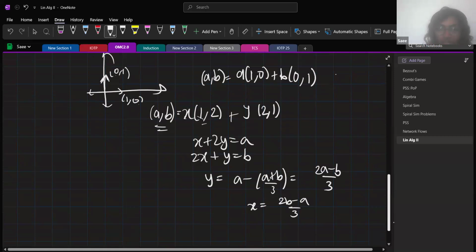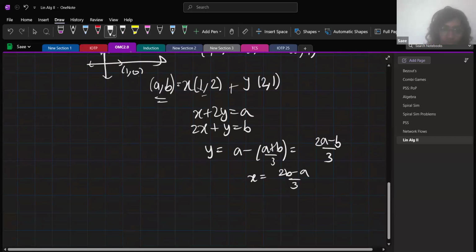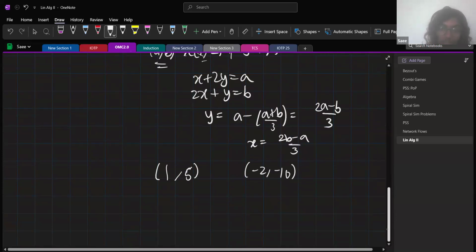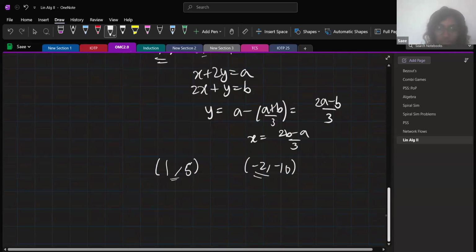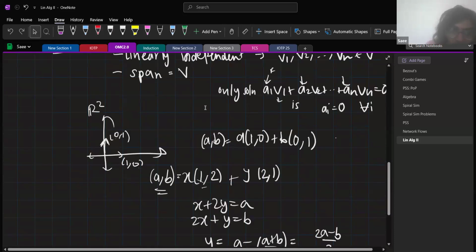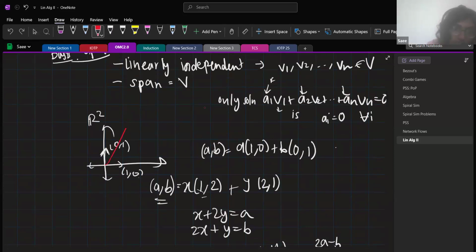But I also observed that if you have two vectors that are not linearly independent, let's say (1, 5) and (-2, -10), then the only things you can get from the combination of these two are multiples of (1, 5), since each is a multiple of (1, 5). So you will only get this line. You won't get the entire plane. A basis is where you should get the entire vector space. So this is not a basis.